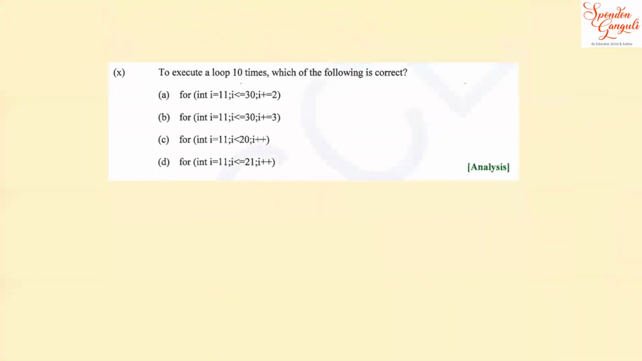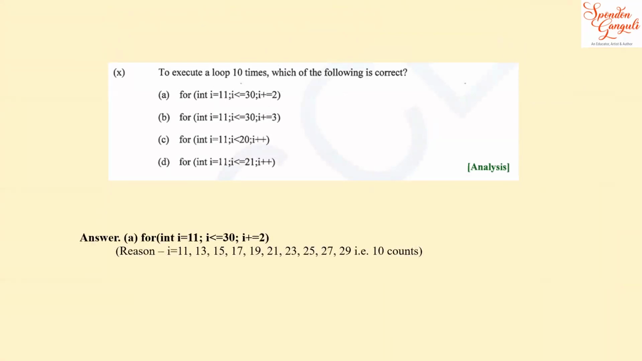To execute a loop 10 times, which of the following is the correct one? Let us see here. It is option A, that is int i = 11; i <= 30; i += 2. So you can see here the i runs for 11, 13, 15, 17, 19, 21, 23, 25, 27, and 29, which counts 10.